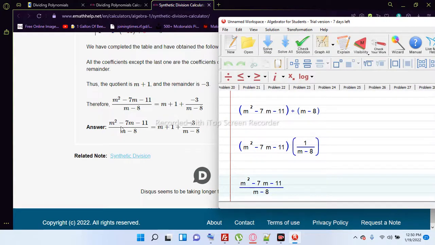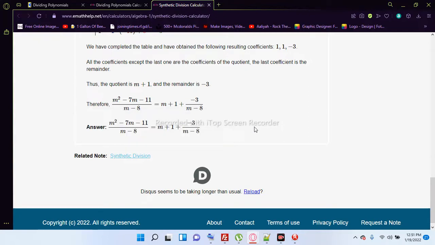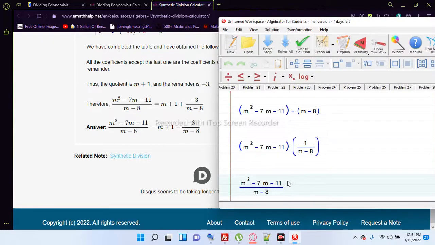Yep, there it goes. M squared minus 7m minus 11 over m minus 8. That's the answer right there. That's what the algebraitor said. Equals m plus 1 plus negative 3 over m minus 8. So you just give them that right there. Put the equal sign, you write that there. There's the answer. So, therefore, there you have it. She answered it. Okay? Yes, she did.